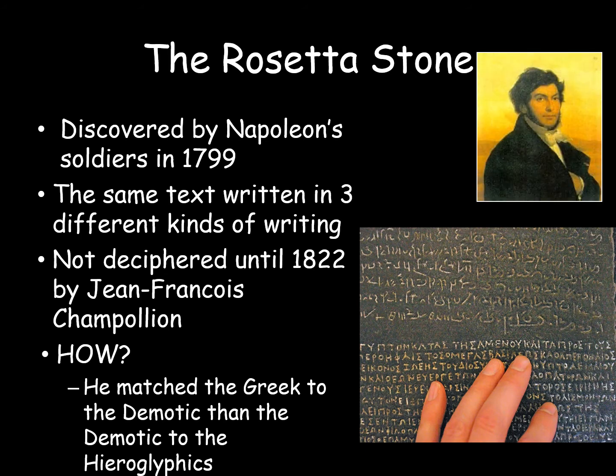So the Rosetta Stone was discovered by Napoleon's soldiers in 1799. The same text was written in 3 different kinds of writing. And it took over 23 years to figure out what it meant, when it was deciphered by Jean-Francois Champollion, a Frenchman, of course. What's lost on this, and you'll learn this next year in World History 2, is that this is just before Napoleon was defeated in Egypt and went back to France. But he took the Rosetta Stone with him.